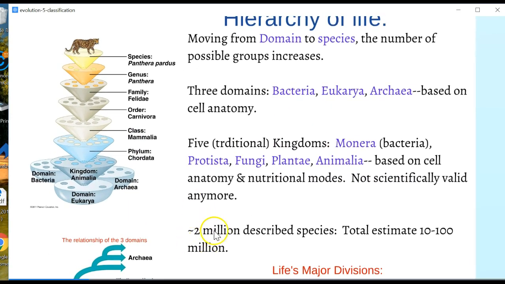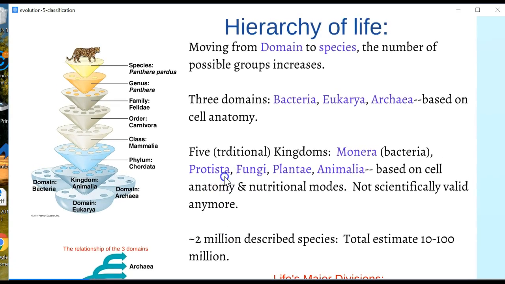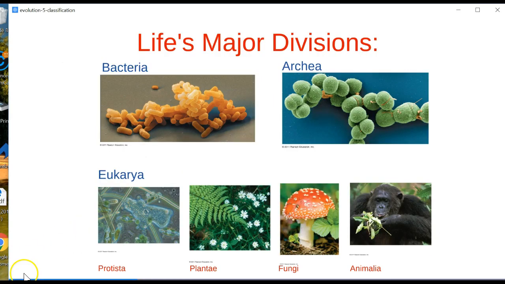So there are about 2 million described species, and the total estimated of all species is between 10 and 100 million species. If you look at the three large domains, we've got bacteria, archaea, and then eukarya. You're probably most familiar with eukarya because it includes animals and plants and fungus and protists.